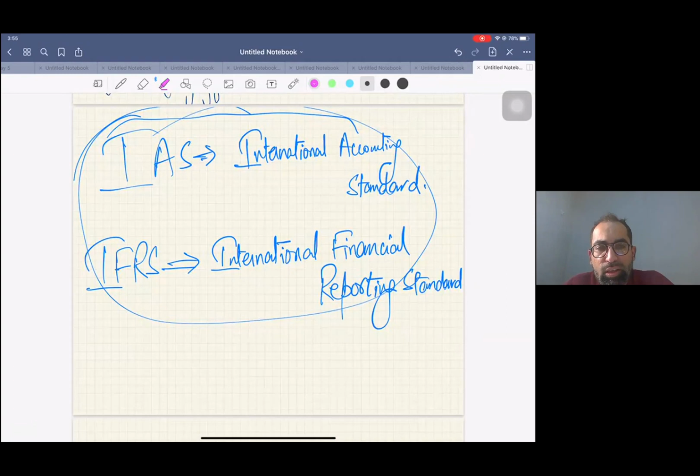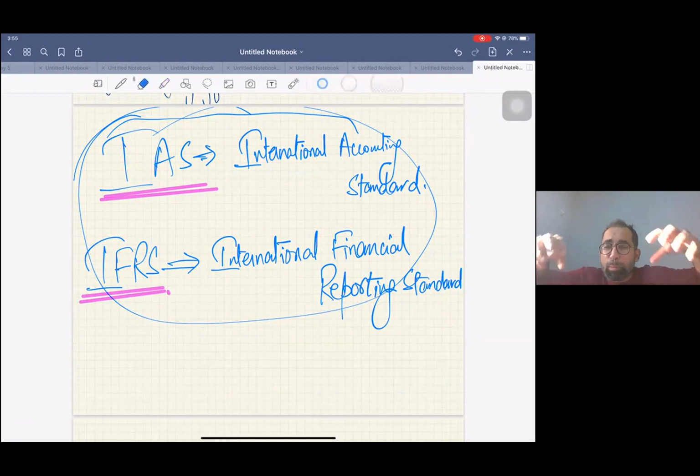I hope you remember this. In our course there are IAS and IFRS as well. IAS stands for International Accounting Standards, and IFRS is International Financial Reporting Standards. Both are applicable in this world right now, both equally applicable.